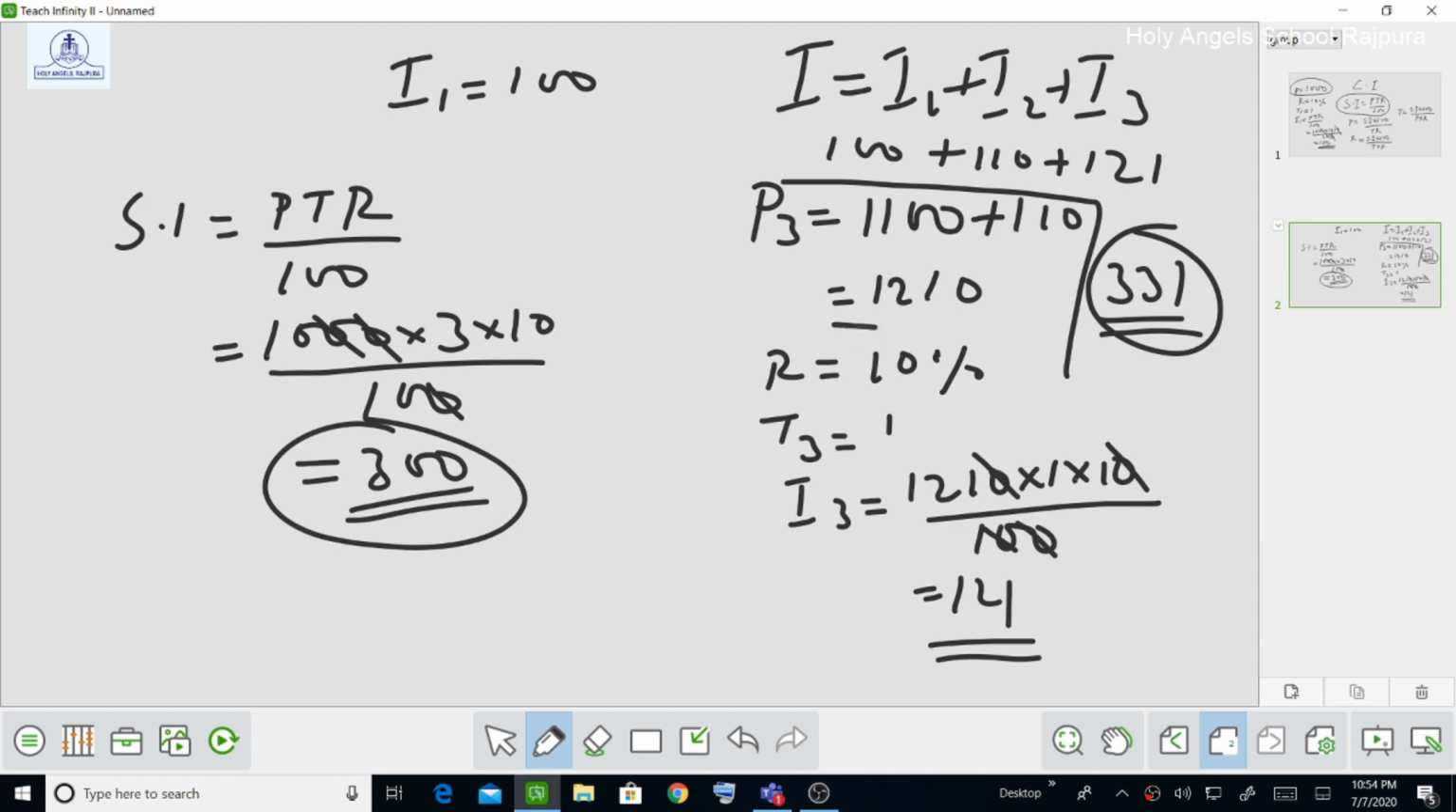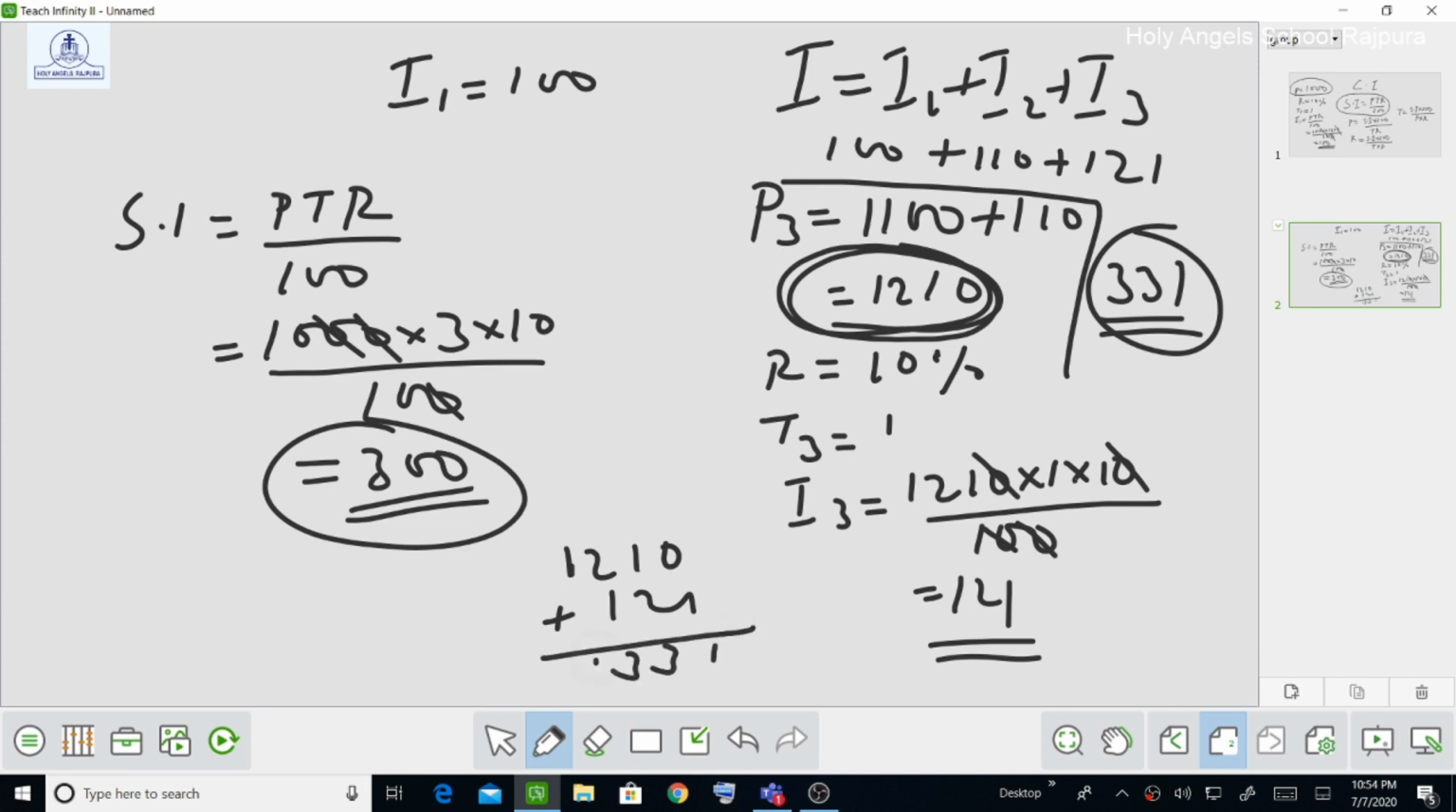In the compound interest system, this was the principal for the third year beginning, plus whatever interest is earned, 121. That is 1210 plus 121, that is 1331.